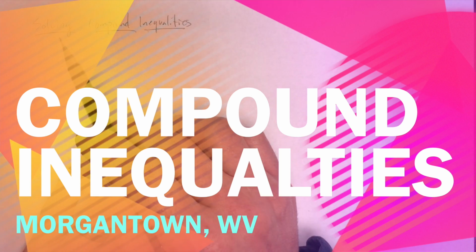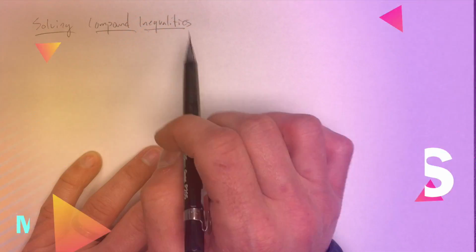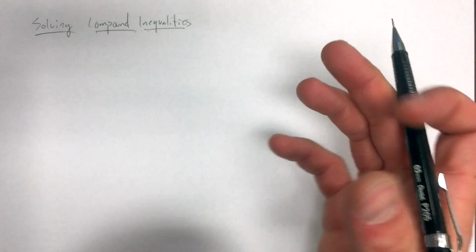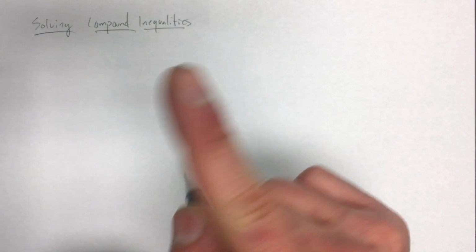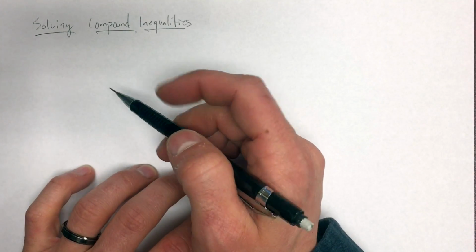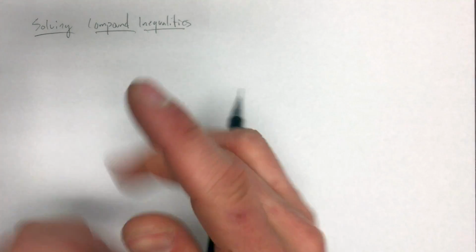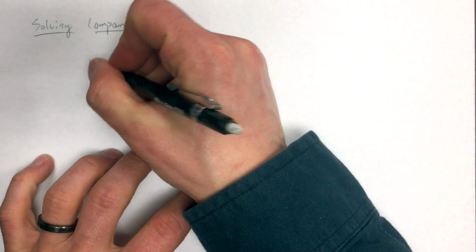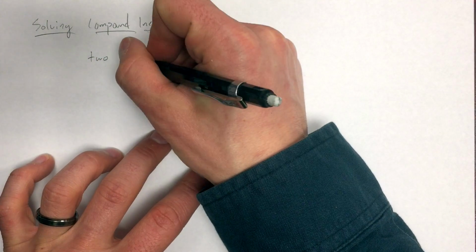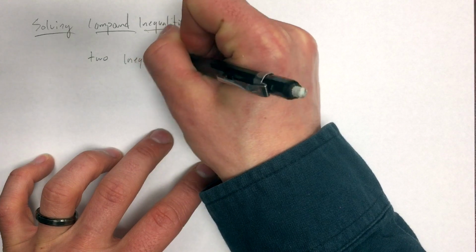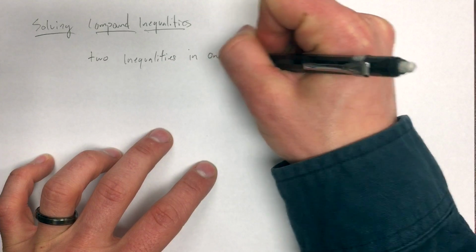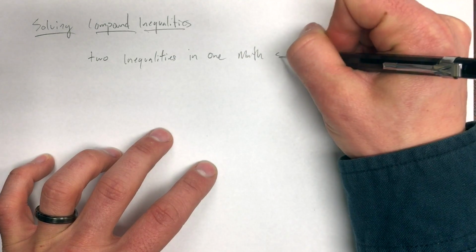Okay, so in this video we're going to be learning how to solve compound inequalities. All right, we talk about compound words, and they're two words put together to make one word. Now, an inequality that is compound is two inequalities that are smashed together in one math sentence to be one inequality. So two inequalities in one math sentence.